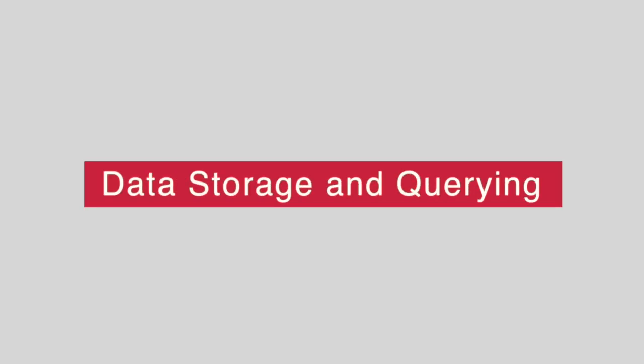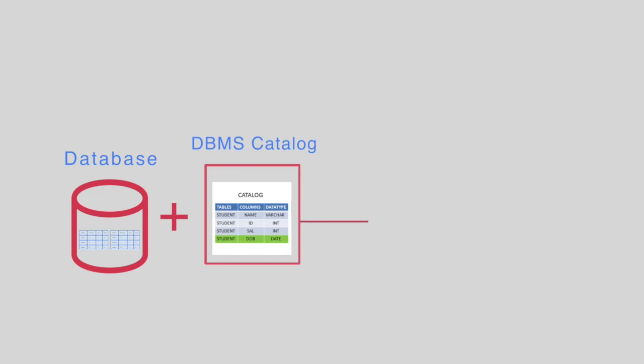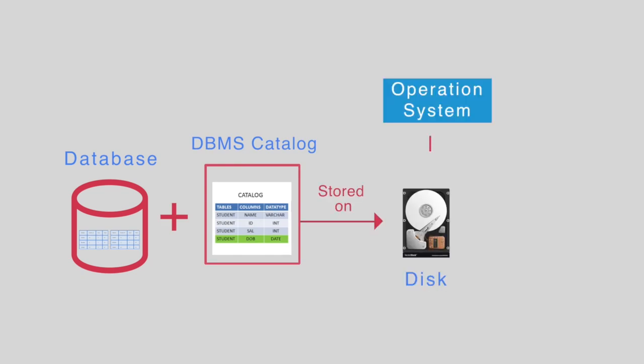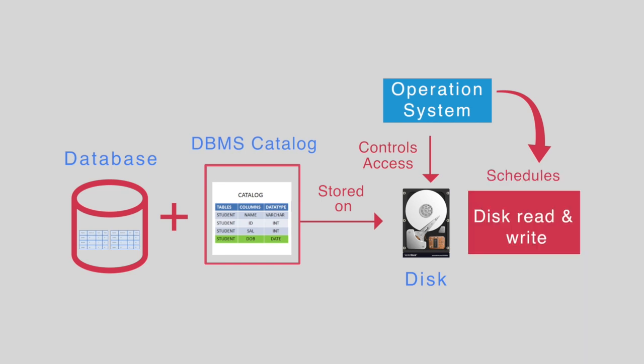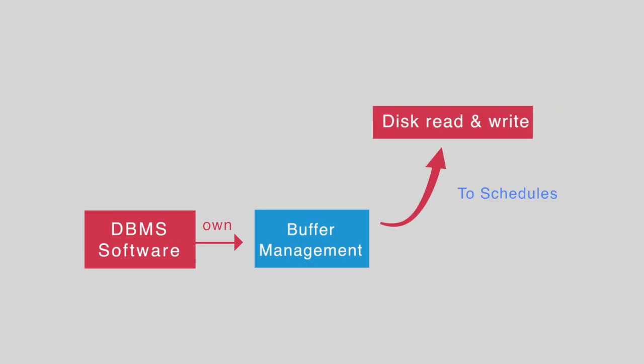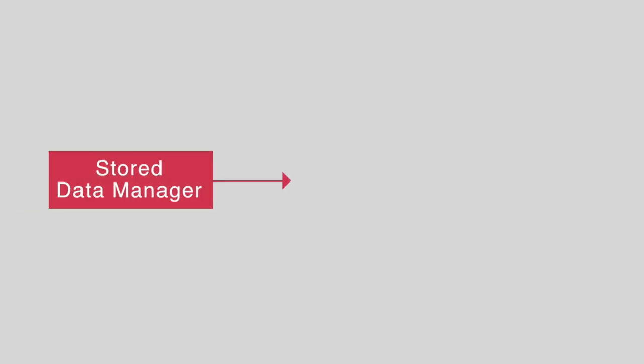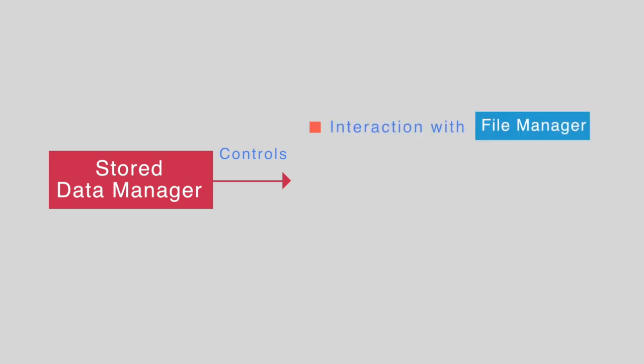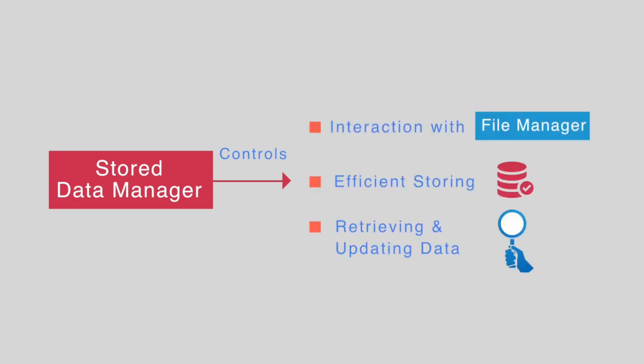Data storage and querying. Both the database and DBMS catalog are generally stored on disk. The operating system controls the access to the disk and schedules disk reads and writes. Many DBMS software have their own buffer management to schedule disk reads and writes because management of buffer storage has a considerable effect on performance. Stored data manager in the DBMS controls interaction with the file manager, and efficient storing, retrieving, and updating of data.